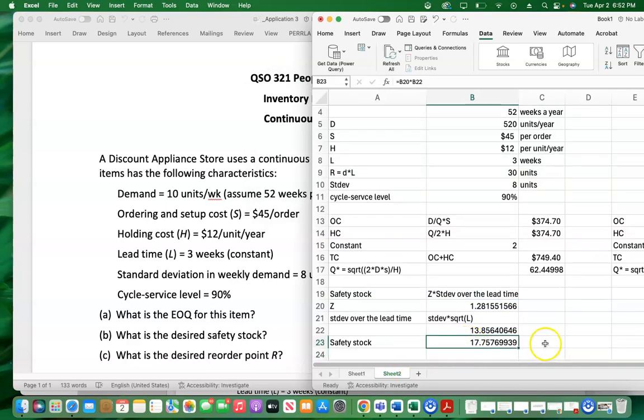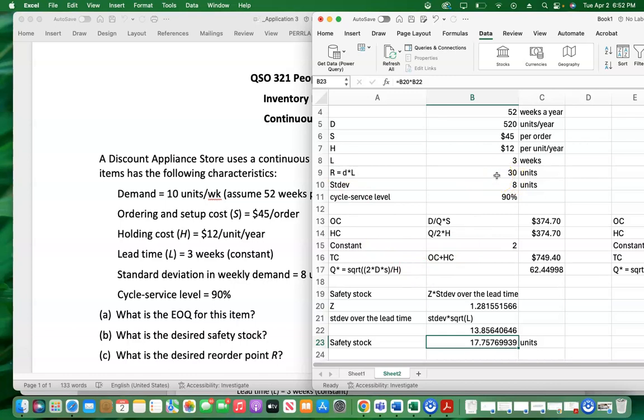So here we have these units, and we can say that we need to keep these extra units. If they are integers, we can actually keep 18 units. If they are not integers, then we can keep this with fraction. Okay, so now we know that this is the additional amount that we can add when we reorder, or at the reorder point. So we can add to these 30 units.